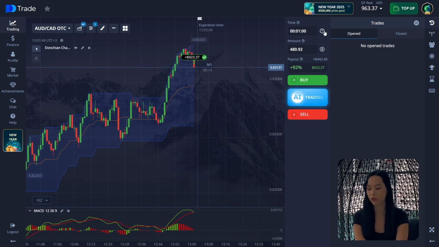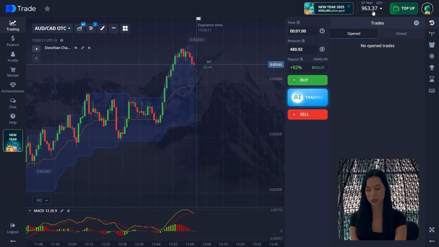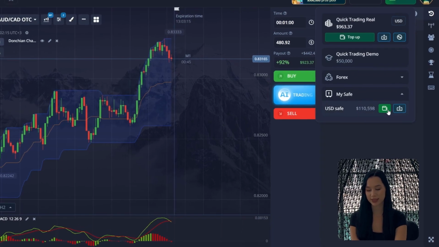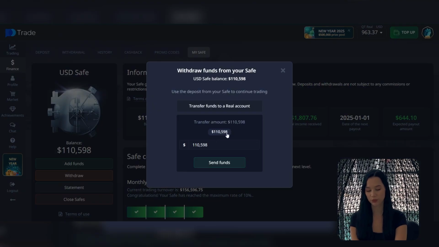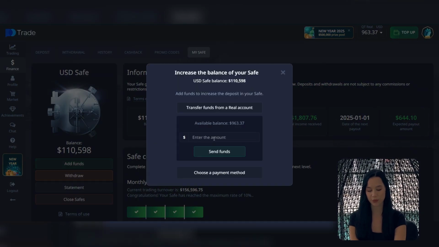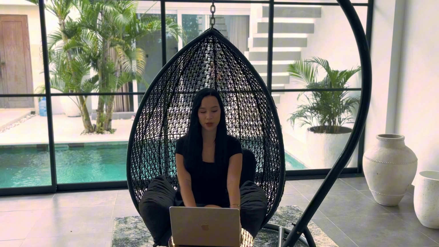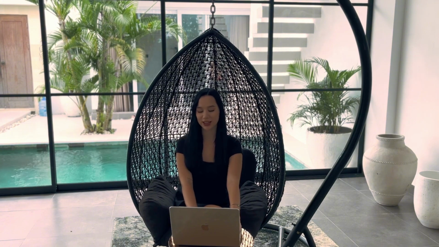We just started with $50 and now we have $963. So that's what I'm going to do now. I just click on my balance and here I see my safe. I go there and here I can transfer any amount of money that I have on my real account. So I will transfer there $923, and here it is. Again, I have $40 that I can trade with tomorrow, for example, and show you another great result.